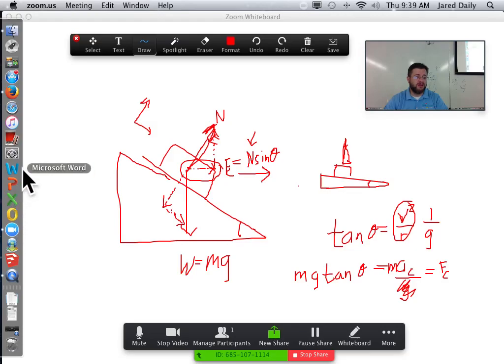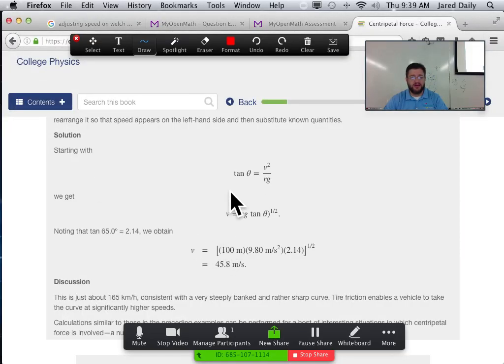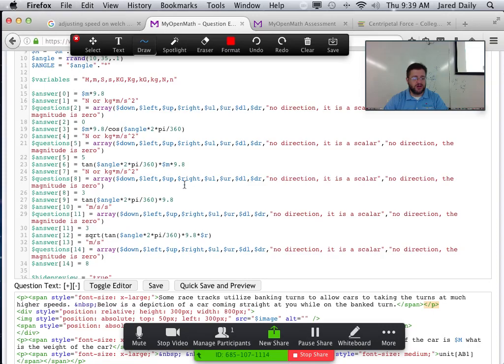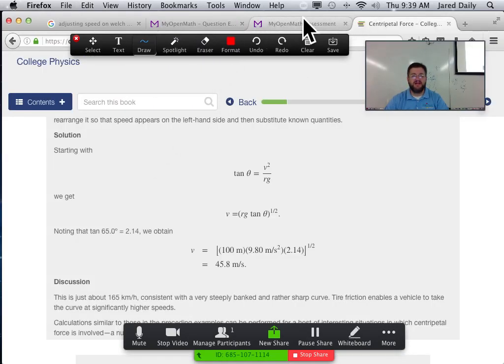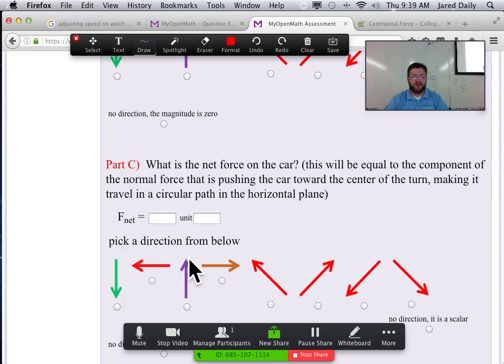So let's go back to here. Check to make sure the question has that right as well. Looks like the question is doing that correctly right here: mg times tangent theta. So we're good. So in that section, that's what you're doing there.